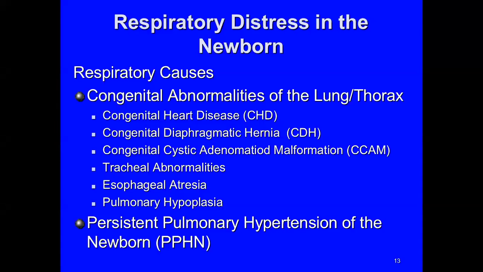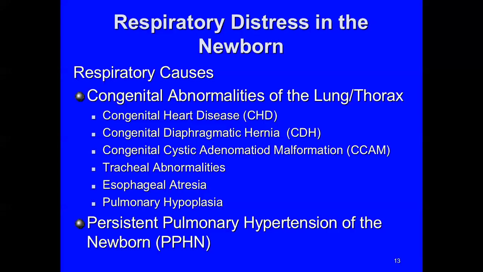Other conditions can also contribute to respiratory distress. There is also a diaphragmatic hernia, the congenital diaphragmatic hernia. Other causes are like the congenital cystic adenomatoid malformations. So these are some other rare lesions.